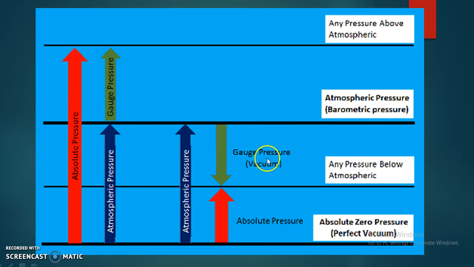Now the vacuum pressure. This is the atmospheric pressure, and any pressure which is below the atmospheric pressure is known as the vacuum pressure. The atmospheric pressure minus absolute pressure is also known as the vacuum pressure.